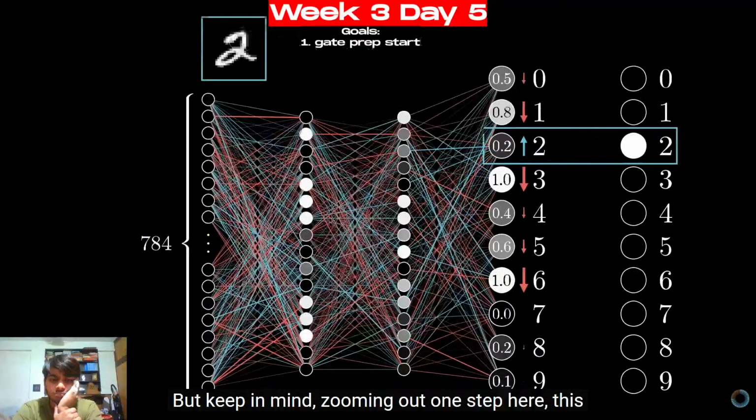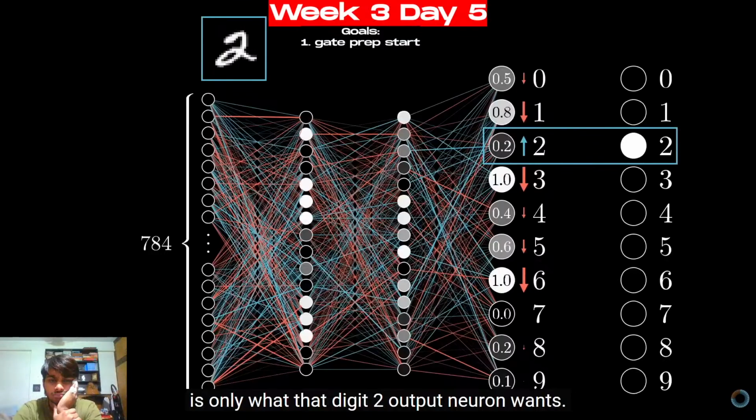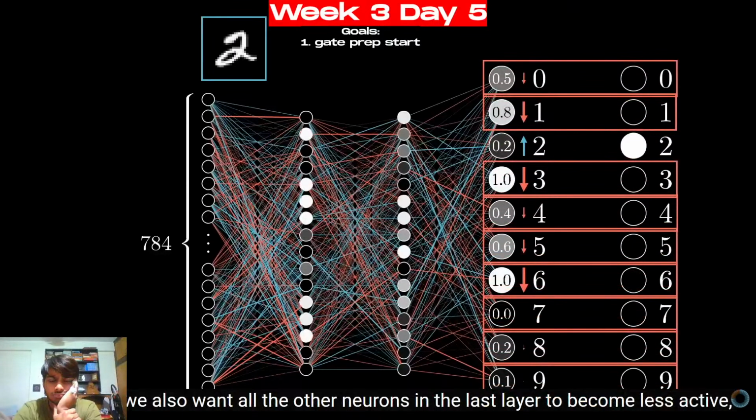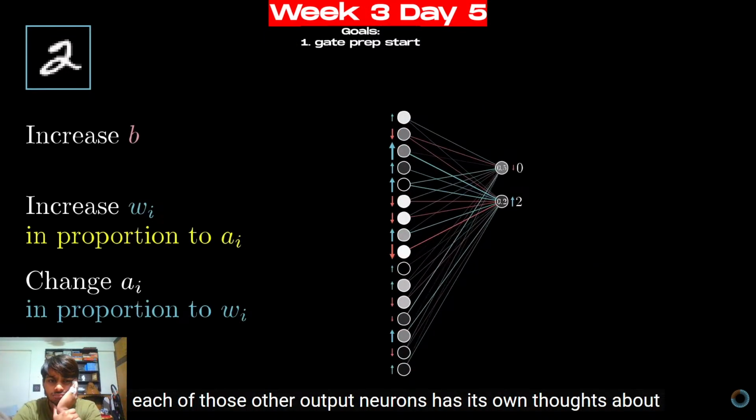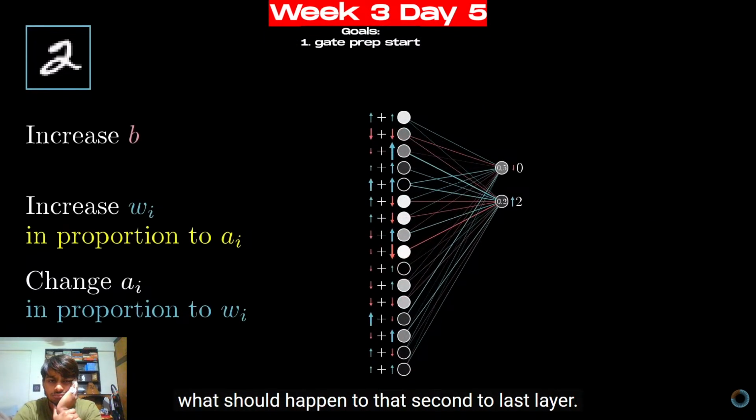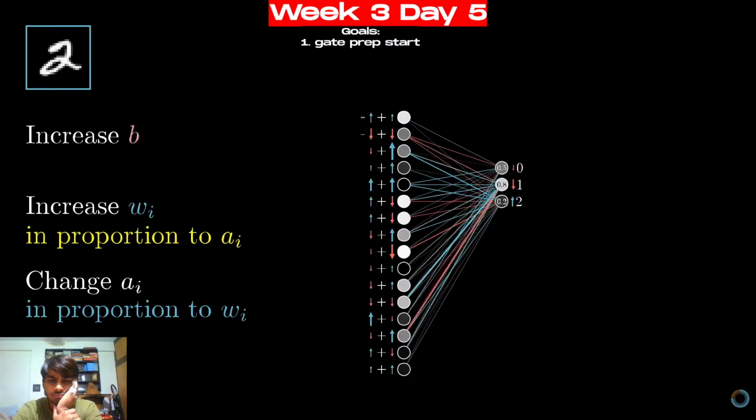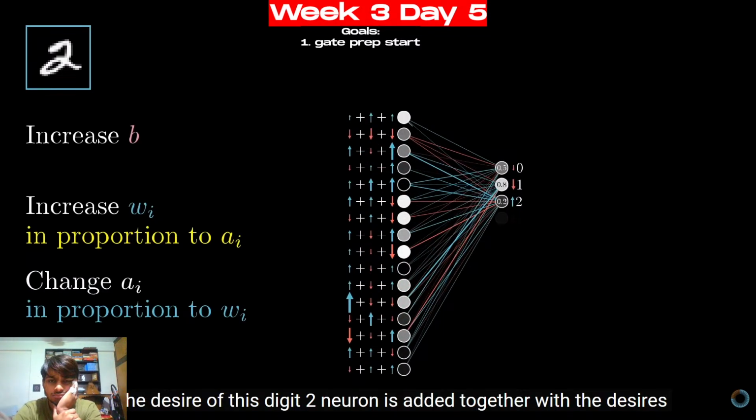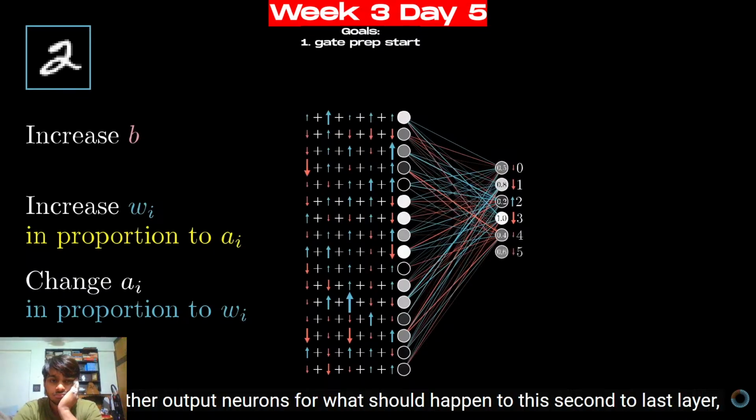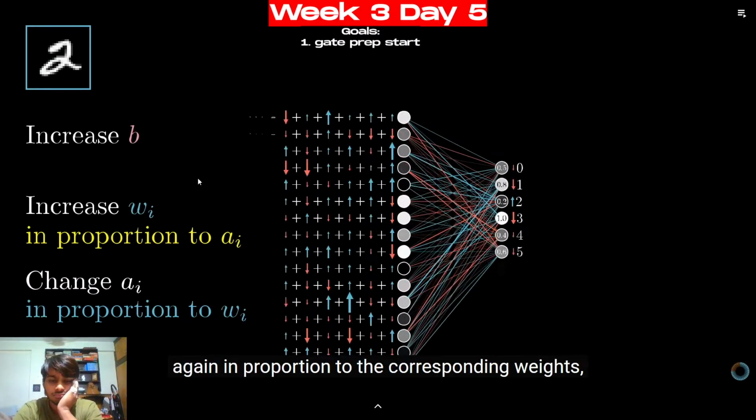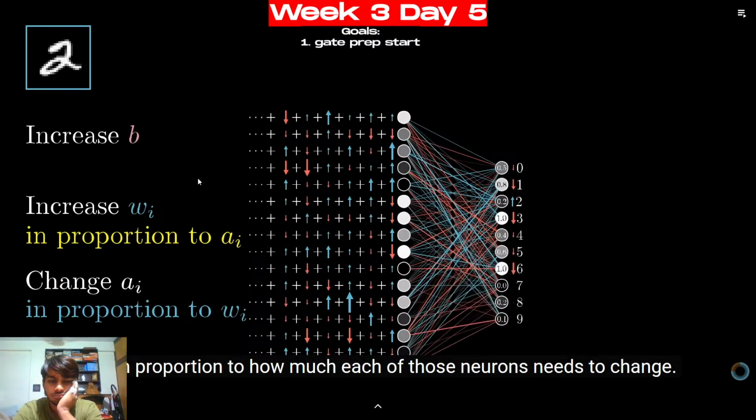But keep in mind, zooming out one step here, this is only what the digit 2 output neuron wants. Remember, we also want all of the other neurons in the last layer to become less active. And each of those other output neurons has its own thoughts about what should happen to that second to last layer. So, the desire of this digit 2 neuron is added together with the desires of all the other output neurons for what should happen to this second to last layer. Again, in proportion to the corresponding weights, and in proportion to how much each of those neurons needs to change.